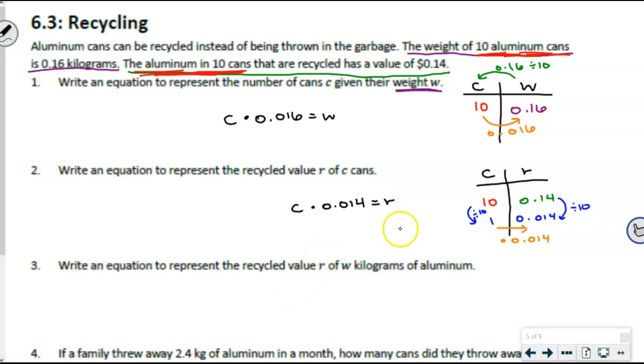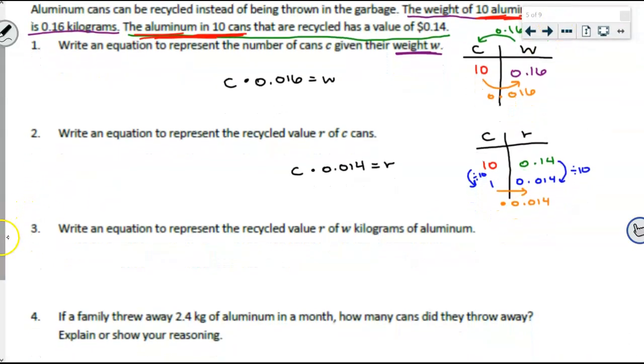And the last one, this time we're relating R to W, the value to the weight, which is really, truly how you're paid. You're not paid for the aluminum cans based on how many cans there are. You're paid based off of the weight. So now we're going to go W to R. Help me fill in this table. Yes, Grant? I don't want the equation yet. Let's build our table so that we can then write the equation. What would I put in the W column?